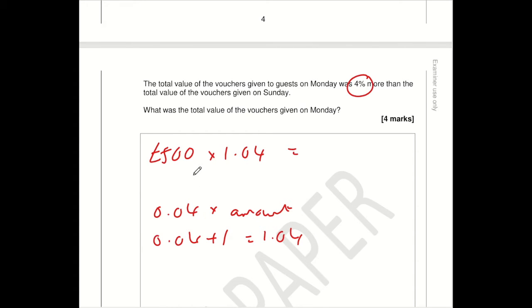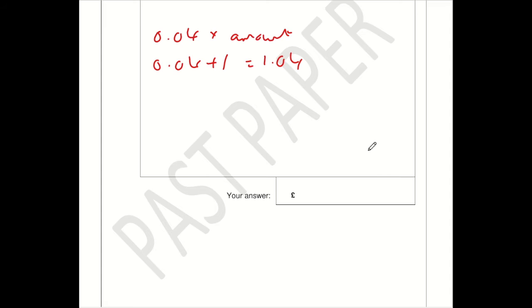That just means we can do this calculation in one hit. Otherwise, we could have multiplied 500 by 0.04 and then just added it to the 500. That would have been perfectly acceptable as well. And 500 multiplied by 1.04 comes to a total of £520, which is our answer.